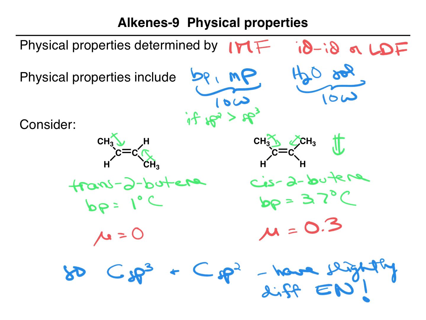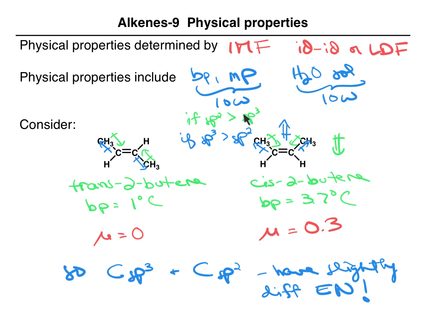But if sp3 is more electronegative than sp2, then these bond dipoles would be going in this direction, and they would still cancel. But over here, the bond dipoles would be going in this direction, so they would add up to give a molecular dipole like this. So this doesn't help us, right?